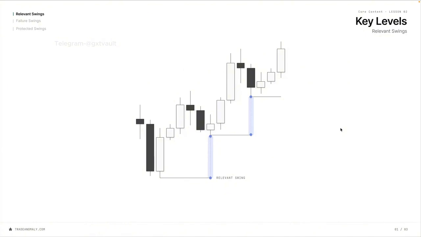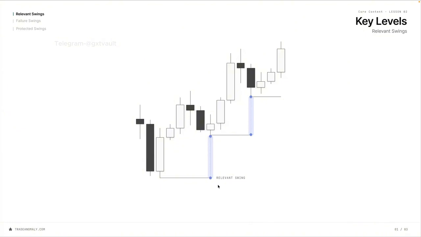In this section, we're going to be covering key level filtering. The first key level we're going to be talking about is how to filter out highs and lows. But firstly, you must define what is a relevant swing. It is really simple. It is simply spaced out highs and lows. We're looking at the proximity.